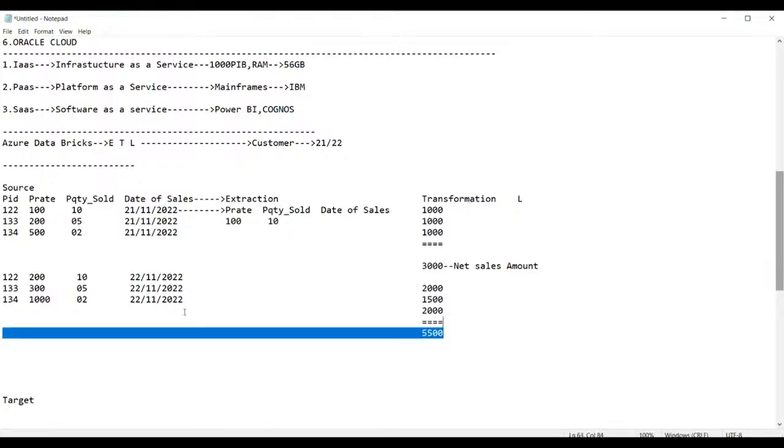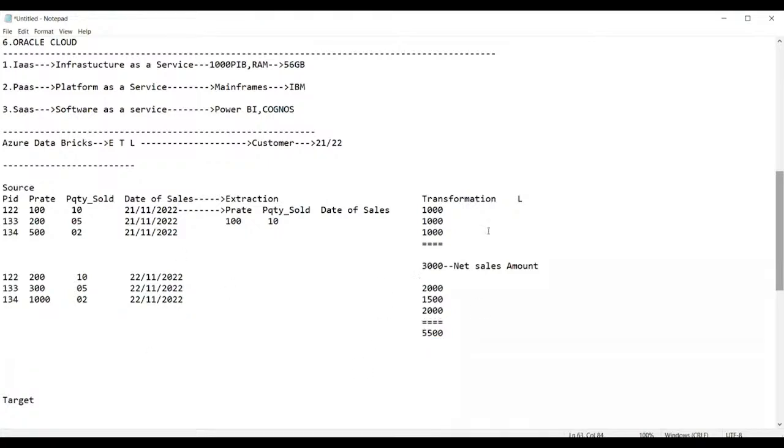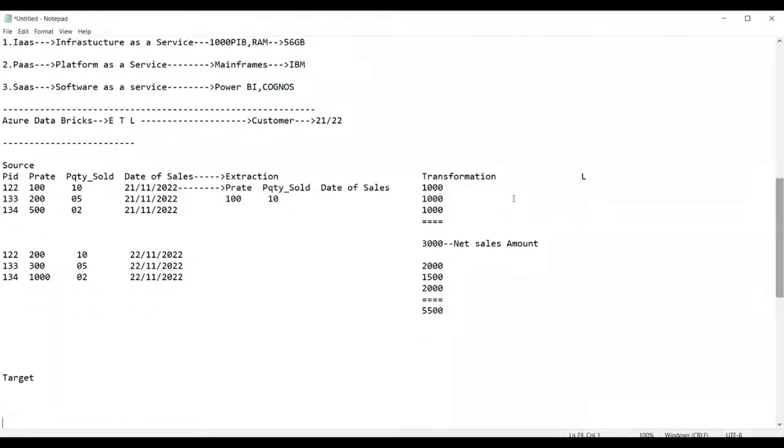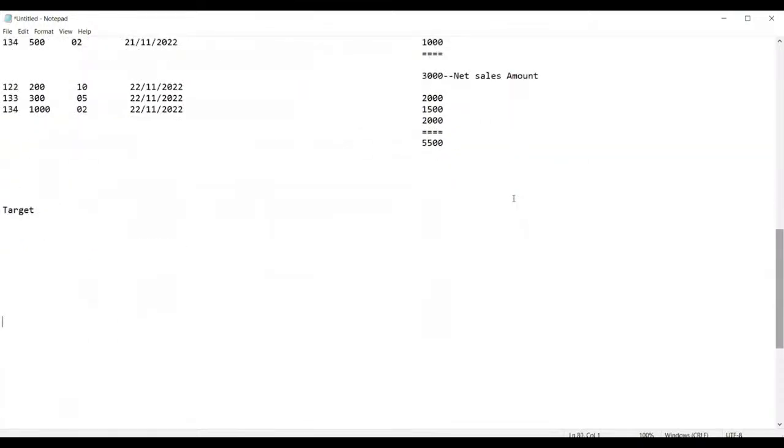Now, this is the net sales amount. This process is called the transformation process. It's done. Finally, you will be loading. Where will you be loading the data? Finally, you will be loading the data into the target. So how will I load the data? I will load the data like this. I'm loading the data. Net sales amount, underscore, sales underscore amount. Net sales amount is what? 3000.